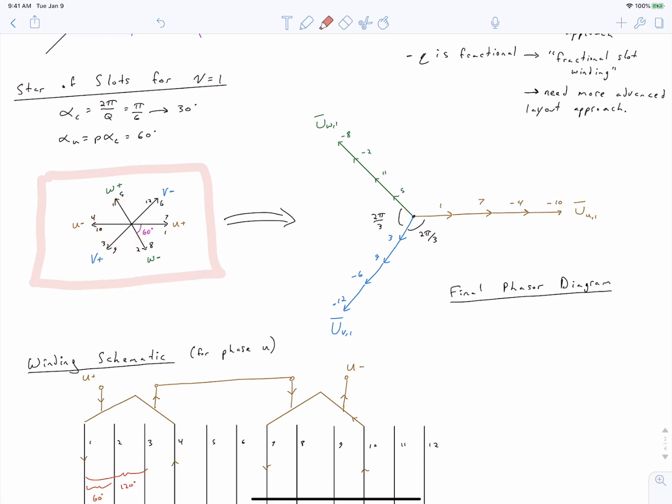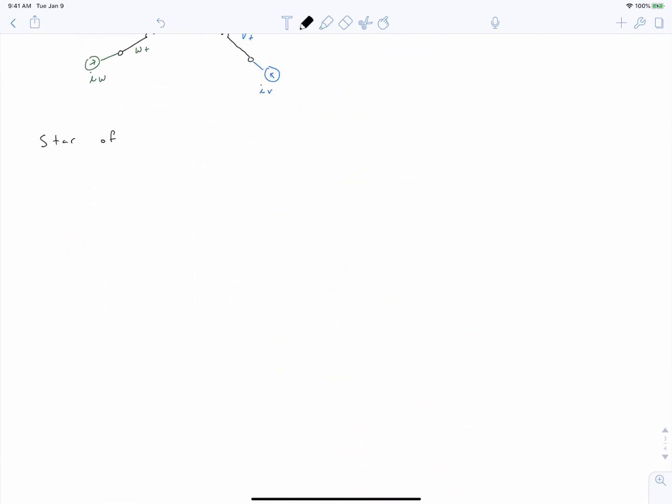So we're going to write these rules out for how to lay out a winding, and we're going to write them out for the star of slots. So our first design step is that we sketch our star of slots for the fundamental harmonic, for V equals 1.